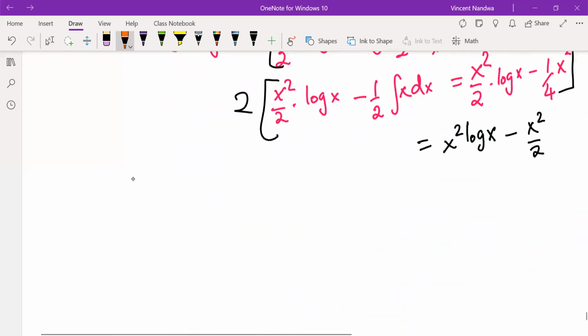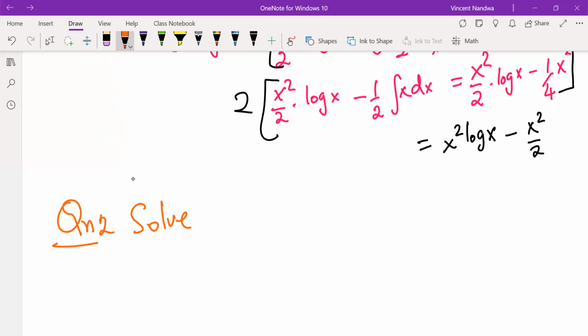Next question, I will have solve dy dx equals 3x squared y squared, subject to y at 0 given by a half.